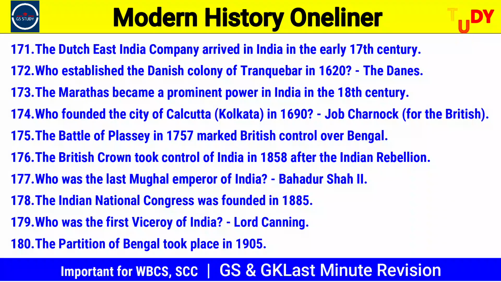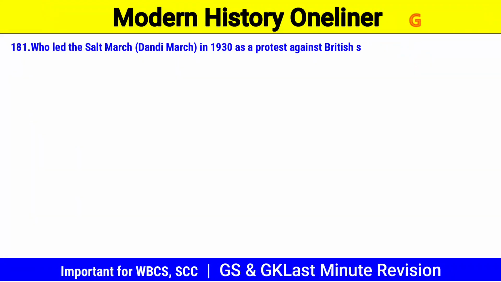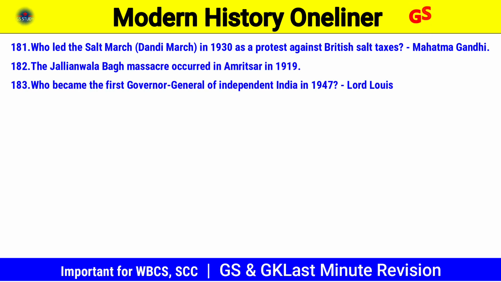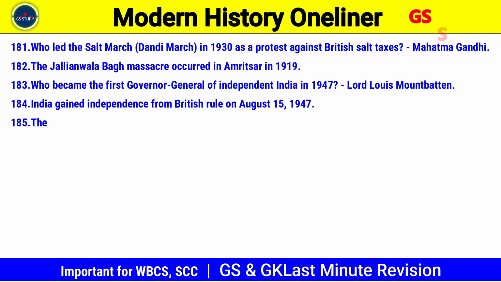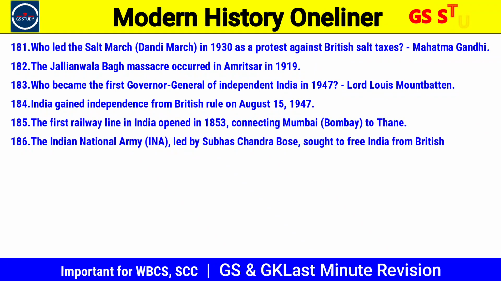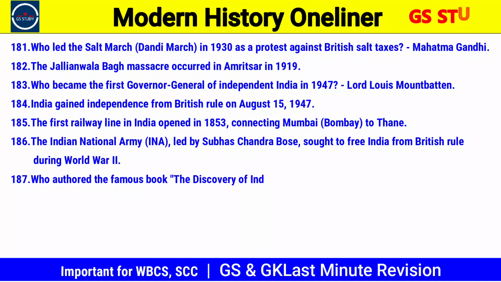179, who was the first Viceroy of India, Lord Canning. 180, the partition of Bengal took place in 1905. 181, who led the Salt March, Dandi March, in 1930 as a protest against British salt taxes, Mahatma Gandhi. 182, the Jallianwala Bagh massacre occurred in Amritsar in 1919.